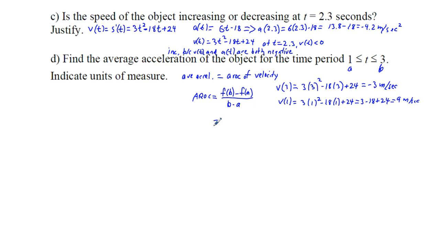So what we're going to have here is average acceleration is going to be equal to negative 3 minus 9 meters per second over 3 minus 1. So I'm going to get negative 12 over 2, which equals negative 6 meters per second squared.